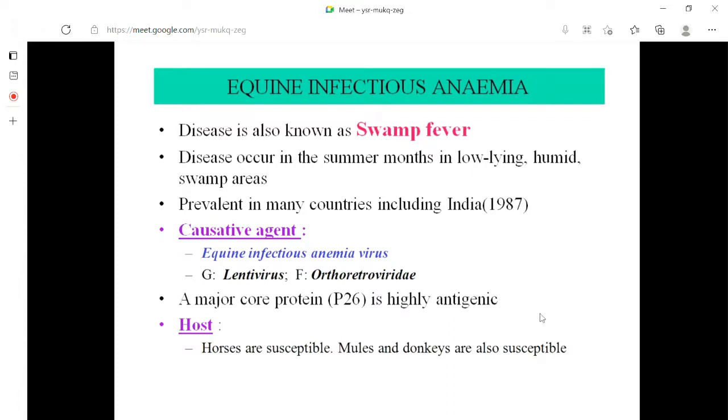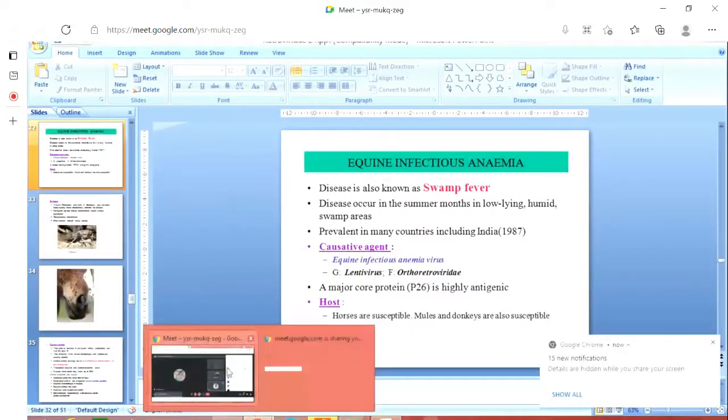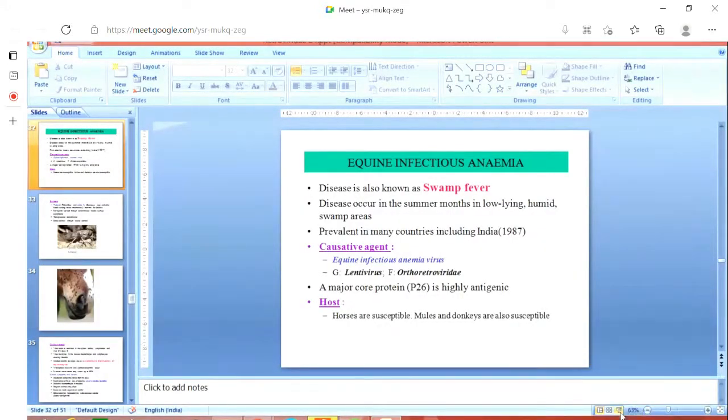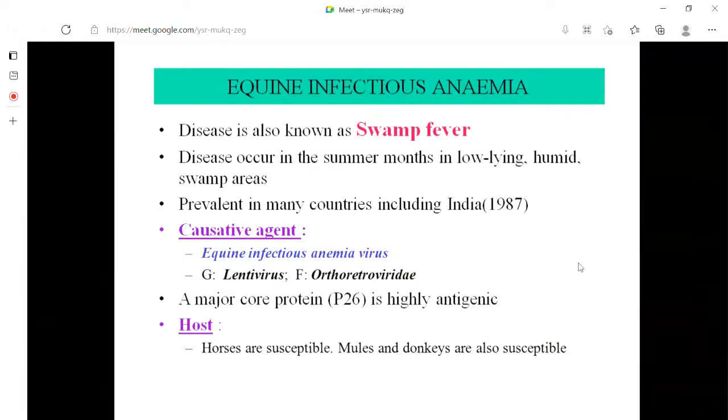Another synonym of the disease is swamp fever, because the incidence is very high in swampy, low-lying, waterlogged areas, particularly in the rainy season and summer months, and it is directly related to the vectors. The disease is transmitted by arthropod vectors, particularly blood-sucking arthropods like tabanids and Stomoxys flies. So they can transmit it from one animal to another very frequently. Of course, other modes of transmission are also there. Mostly the virus remains cell-associated, and infected cells are transmitted from one animal to another, very easily and conveniently by blood-sucking arthropods.